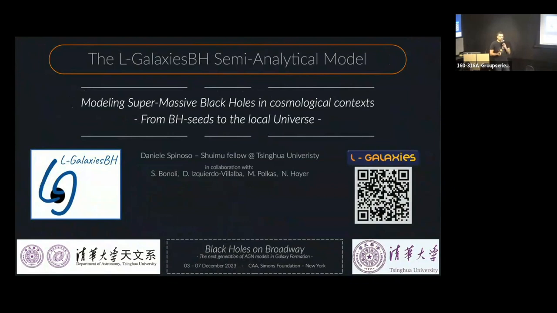I am Daniele Spinoso. I am a postdoc at Tsinghua University in Beijing, China. And today I'm going to present this L-Galaxies black hole semi-analytic model, which has been an ongoing effort for some years now with the collaborators that I'm highlighting here. You will also hear something more about this model in the next talk from Marcos Polkas.